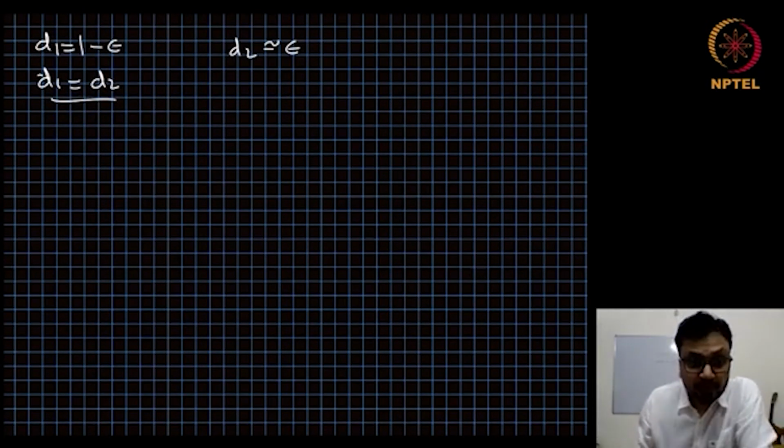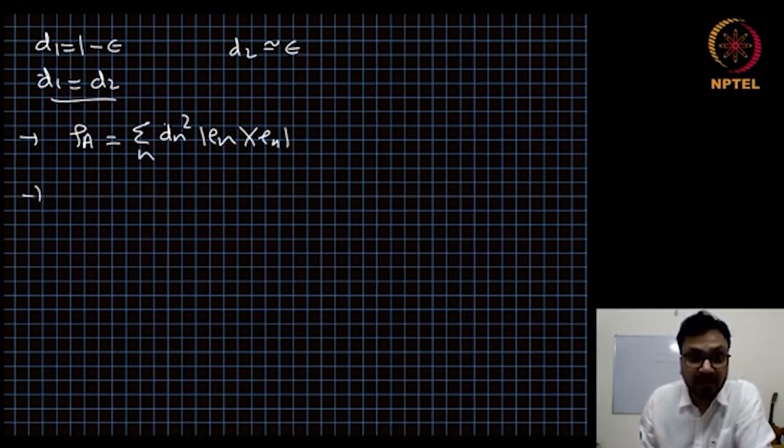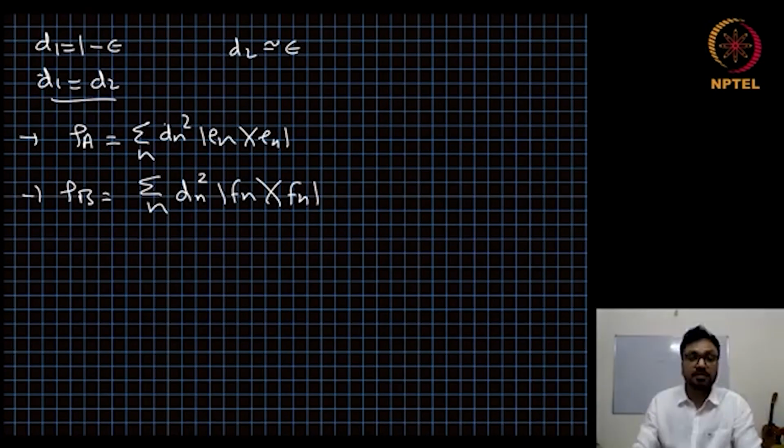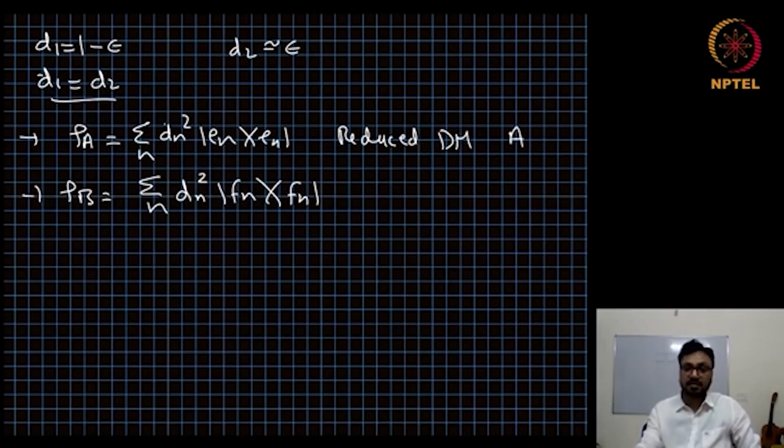But we recall that from the Schmidt decomposition we can write the reduced density matrix rho A, which is the sum over n of dn square en, and rho B, which is the sum over n of dn square fn. This is the reduced density matrix of subsystem A, and this is the reduced density matrix of subsystem B. So these are the states of subsystem A and subsystem B when we disregard the other subsystem.